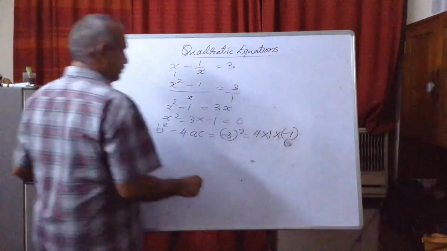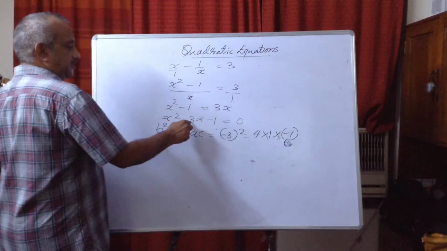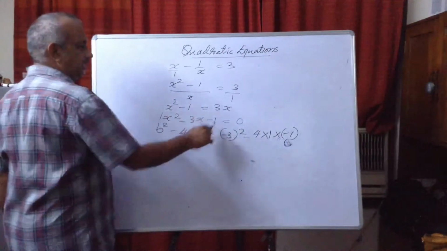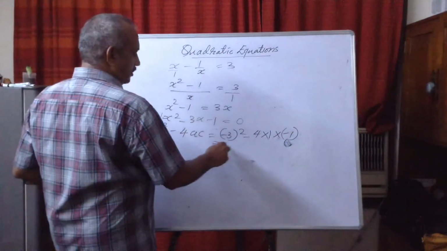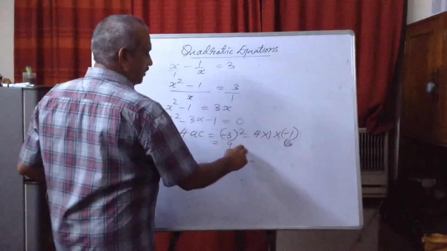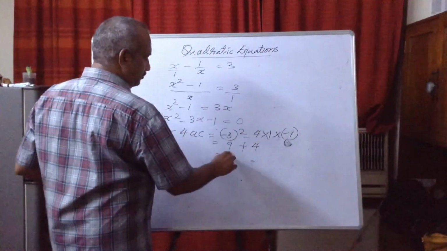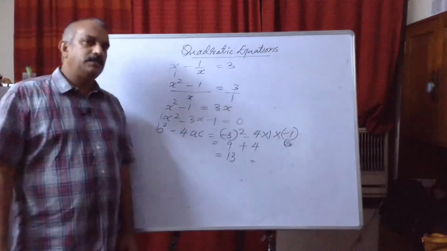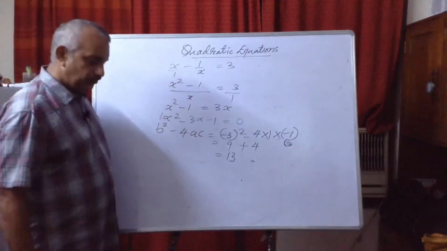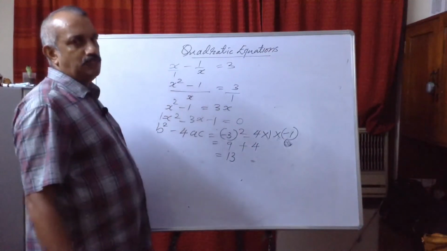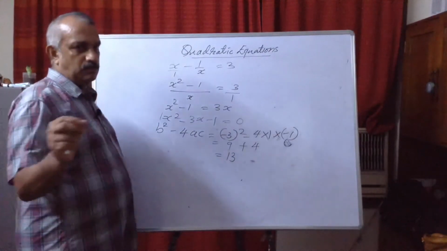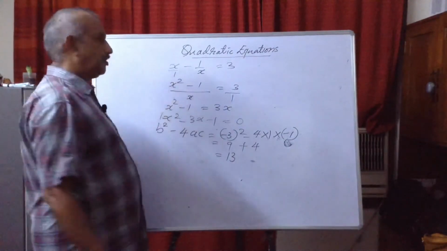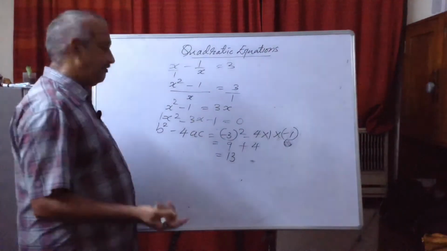See once again, b square minus 4ac, (minus 3) whole square minus 4 into 1 into minus 1. So what do we get? 9 plus 4, which is equal to 13. So b square minus 4ac is equal to 13. That means it has two distinct roots. If it is greater than 0, two distinct roots. If it is equal to 0, two equal roots or one root. And if it is less than 0, no root, because square root of a negative number is not defined.